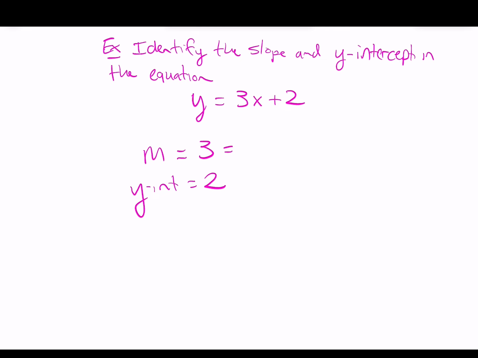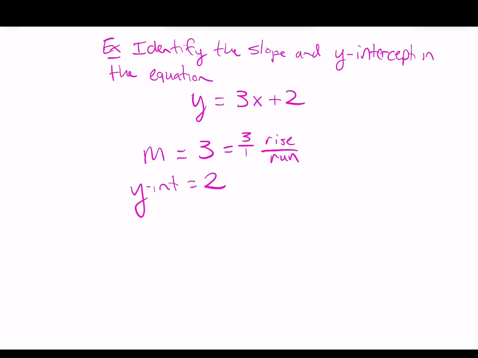Now you might also consider that as 3 over 1, which is the rise over the run. So for every 3 units you go up in y, you go over 1 unit in x.